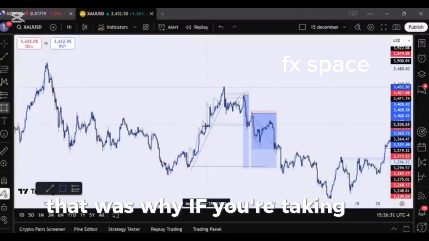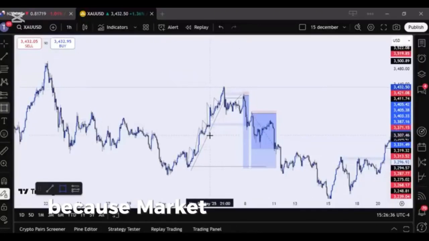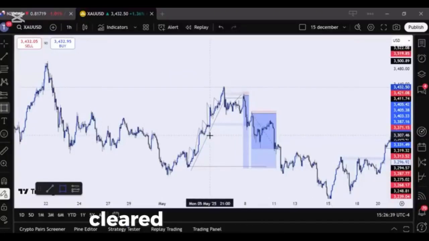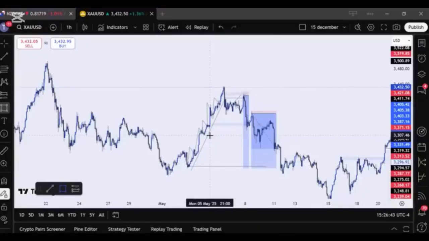That was why if you're taking any kind of sells here for a long term, market will eventually take you out because market has not yet what, successfully cleared the liquidity pool and you are trying to reverse the market there. That was why most people were buying. I kept selling because I understood the different concepts of liquidity.